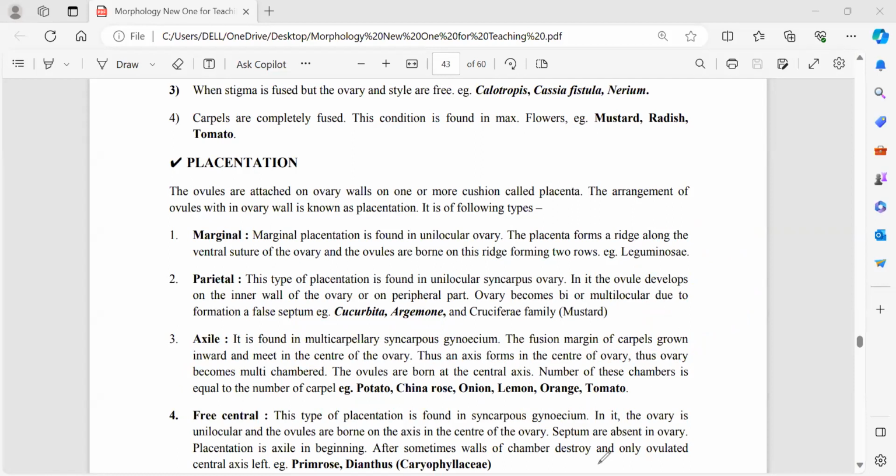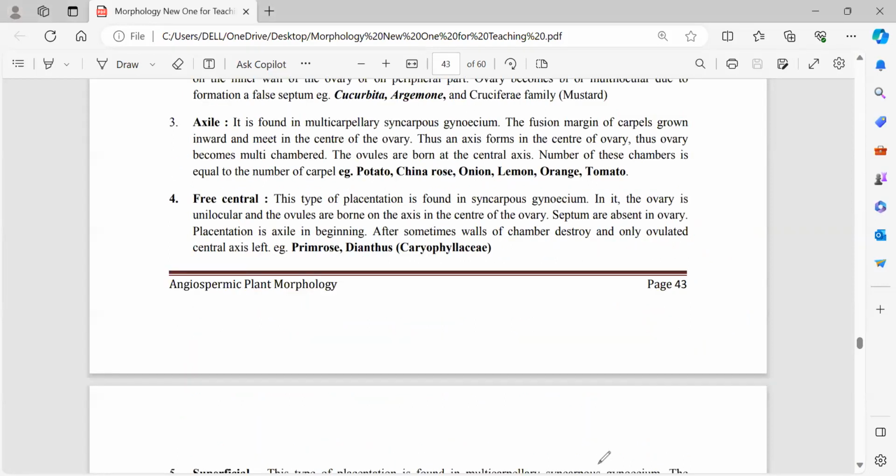another type which is called free central. If we take free central by its word meaning, what is it? This type of placentation is found in a syncarpous gynoecium. Syncarpous means when there are many carpels and the carpels have fused. Here the ovary is unilocular. The fusion tissue has dissolved, and there is now only one chamber in the ovary, and the ovules are borne on the axis in the center of the ovary.